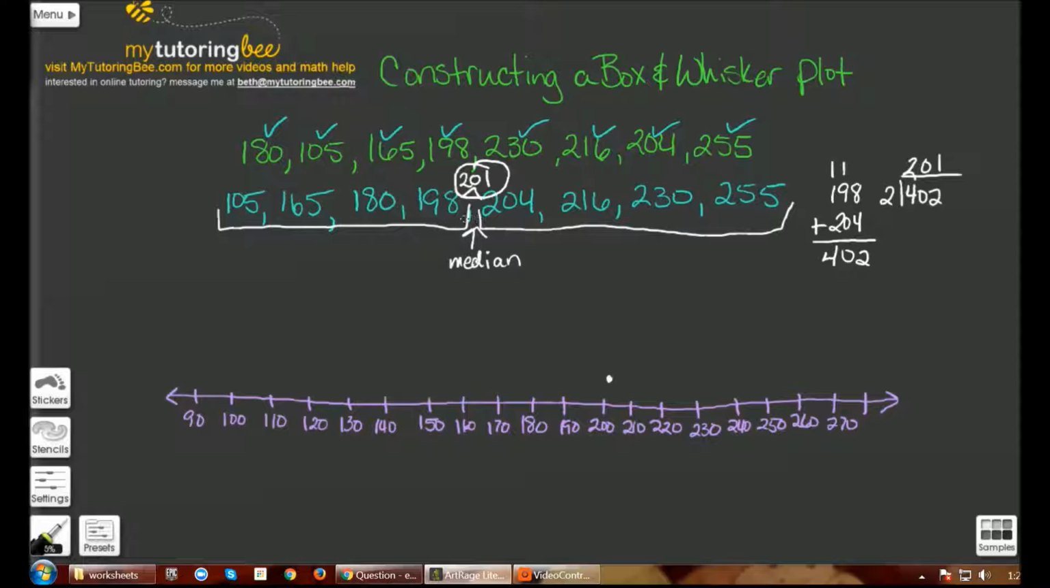So now let's talk about our first quartile. So the first quartile is the median of the first half of our number set. So again, I've got an even number of data points, so my median, or my first quartile, is going to be right in between 165 and 180. So I have to again find the average, or the mean, between 165 and 180. Okay, so I have 345, and now I'm going to divide by 2.